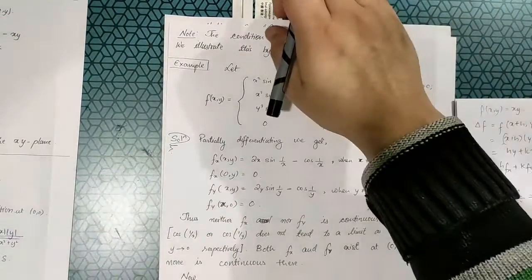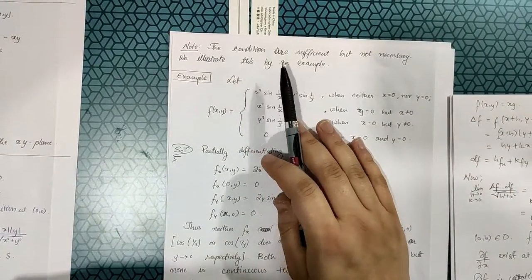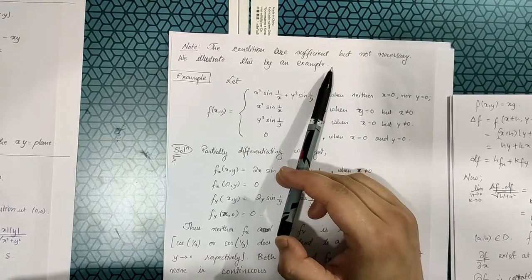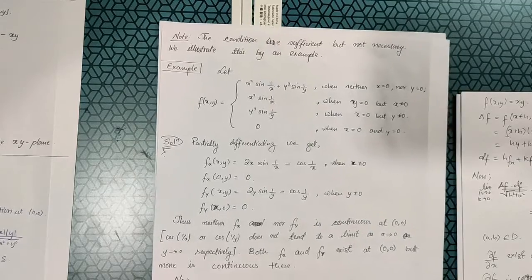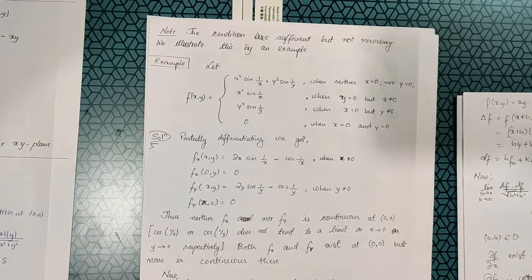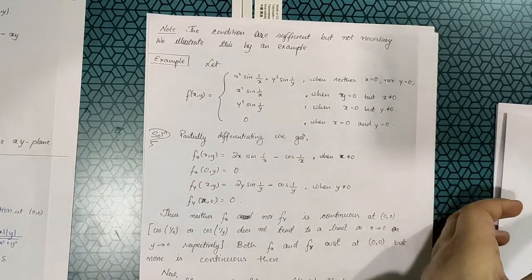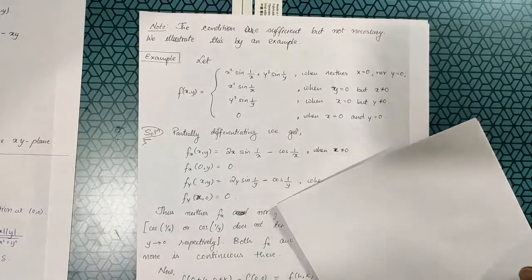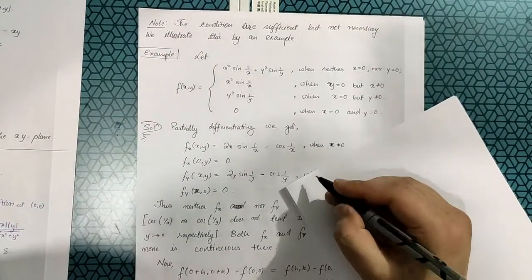So after this theorem we have a small note. The note states that the condition which was stated in the theorem is sufficient, but it is not necessary, and we illustrate this by an example. So we see an example which will show that the condition we have given is sufficient, but it is not necessary.